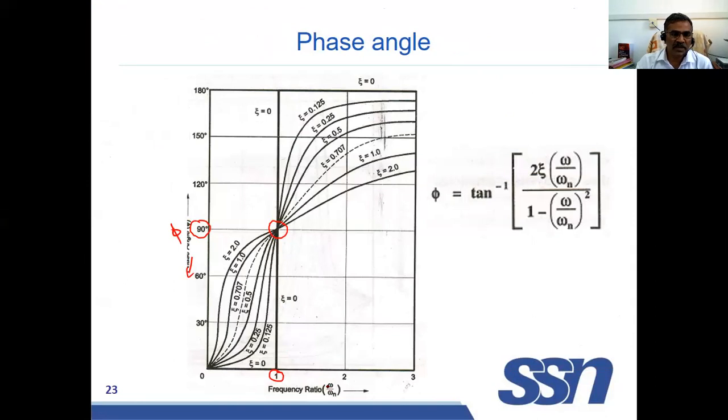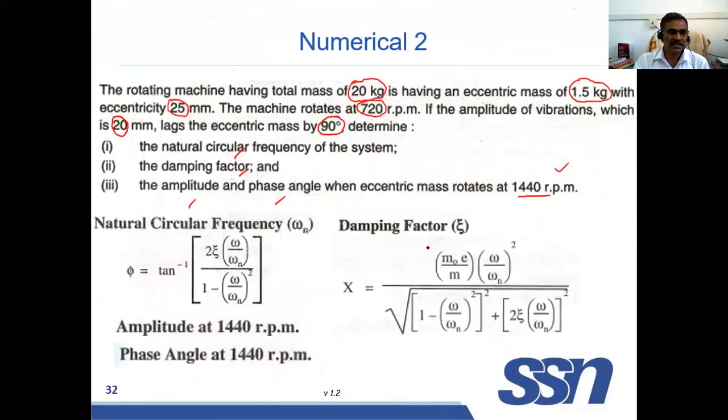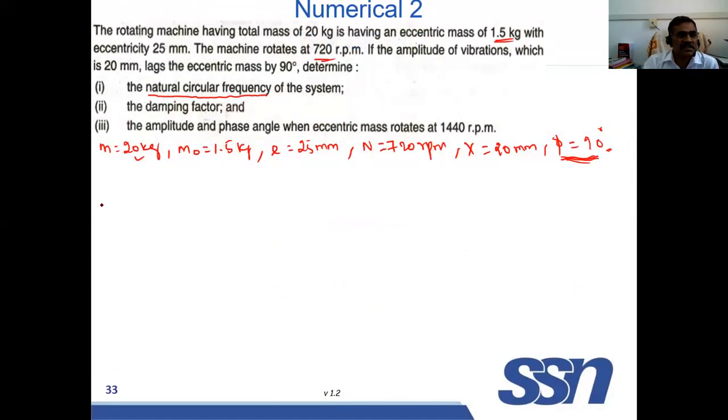when omega by omega n is greater than 1, then the phase angle is above 90 degrees. So here we have one result. And the equation for the phase angle we also have. So now we use this relation, that is tan phi is equal to 2 into psi into omega by omega n divided by 1 minus omega by omega n the whole square. So this is the relation.